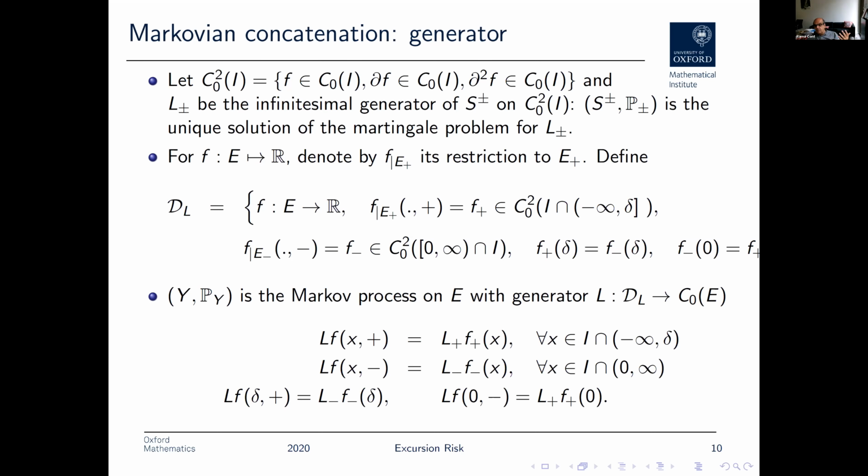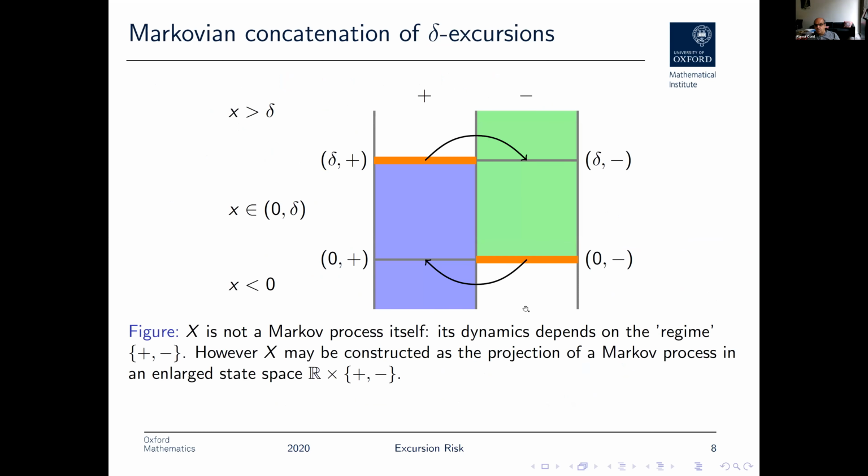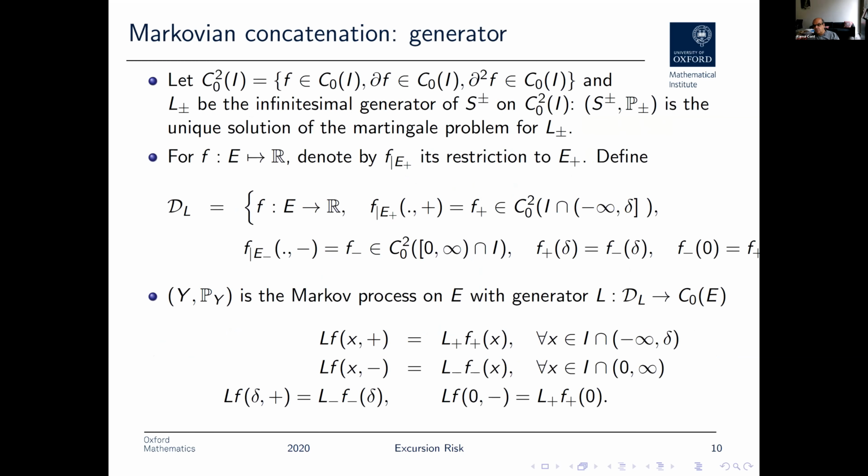And then what we can check is that if we define the process according to the transitions that I described here, the description I gave you with words, you can translate it into a description in terms of transition probability. So inside here, the transitions are determined by S plus, here by S minus, and then you have transition probability 1 here according to the black arrows. You can then show that if you define a process with such transition probabilities, it's a solution to the martingale problem for this enlarged generator. So it defines a Markov process with this generator.